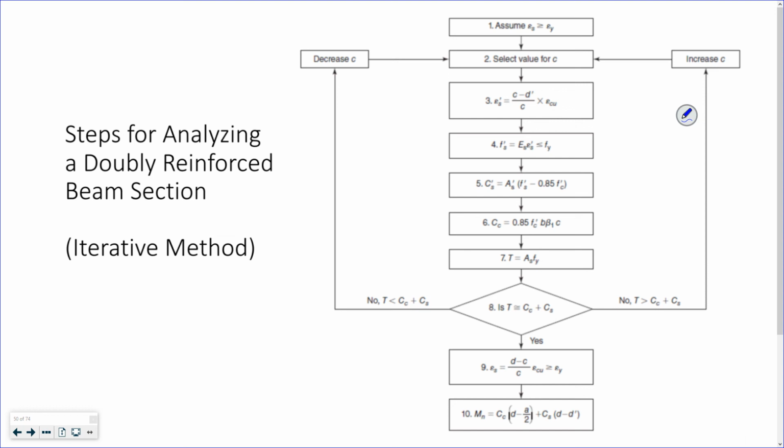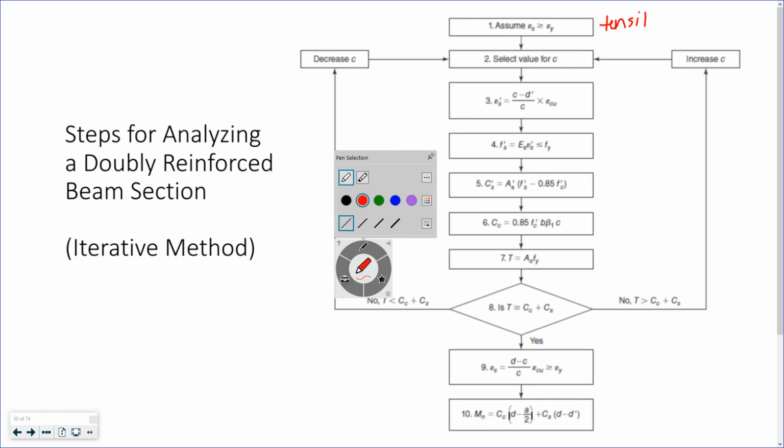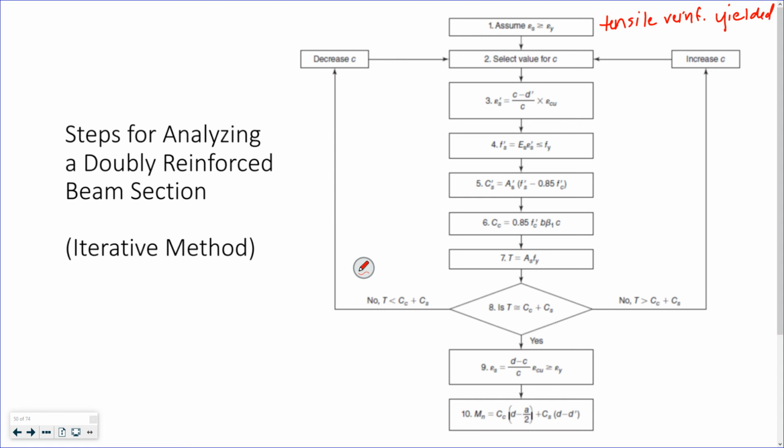Right, we're going to assume that our tensile reinforcement has yielded. We're going to select a value for c. That's my depth to my neutral axis. Use that to estimate a value of my strain in my compression steel. Use that to calculate stress related to that strain as long as it's less than the yield stress. Use that to calculate my corrected force associated with my compression steel.